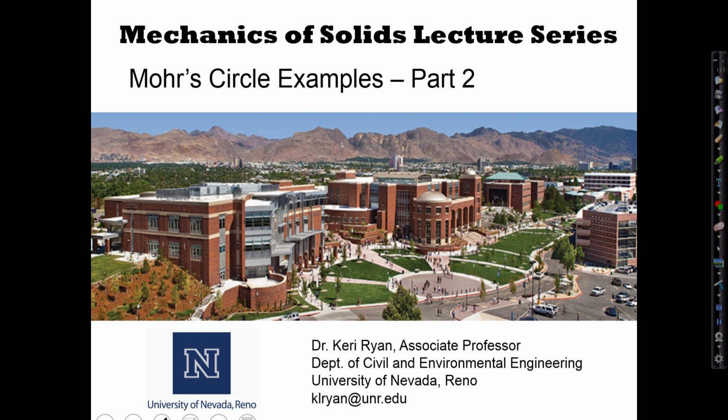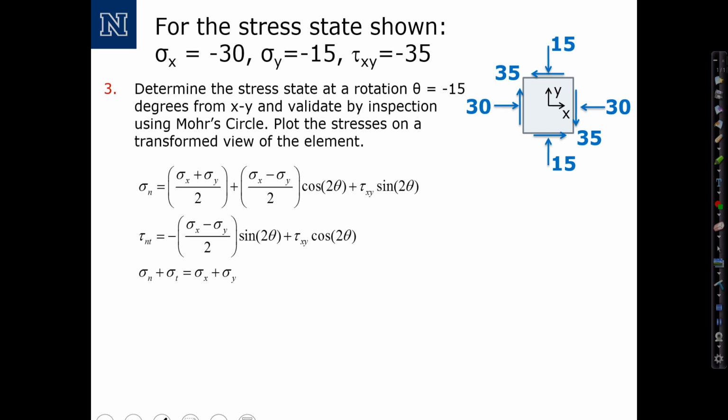In this series of videos, we're solving examples using Mohr's circle. In this video, we're continuing the example we started in the last video, working with this particular stress state. We already calculated Mohr's circle and interpreted some aspects of it. Now we're asked to consider a stress transformation from the current state at a rotation theta equals negative 15 degrees.